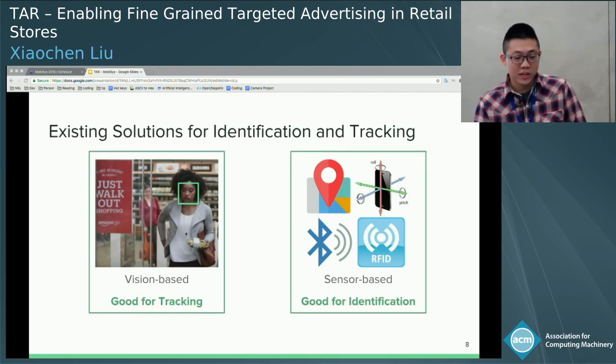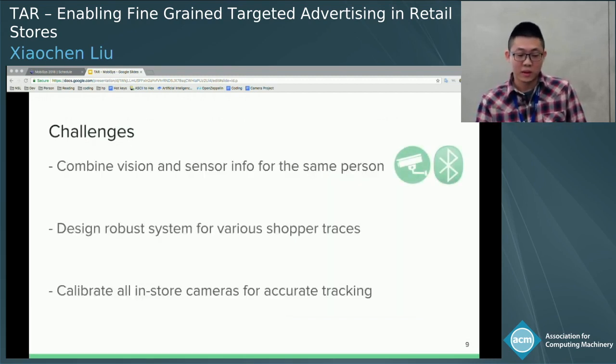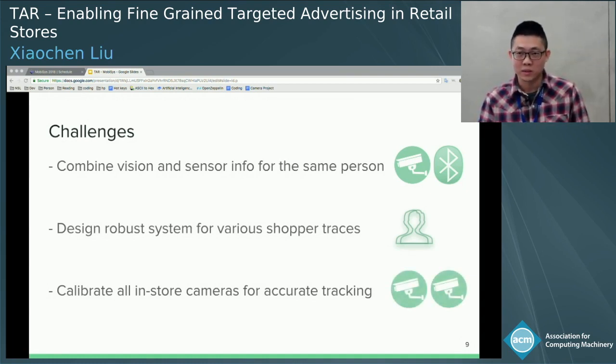In summary, vision techniques are good at accurate tracking, but not identification. On the other side, sensors are better for identification, but not tracking. Can we bring these two benefits together? So we designed TAR to do this. Here we assume that each customer will carry their smartphone during their stay in the store. There are three challenges. First, how can we associate the same person's visual track and her sensor data? Second, there are many challenging cases for people tracking, which may cause many failures. Third, it is challenging to calibrate all nodes in the store and make their results consistent.